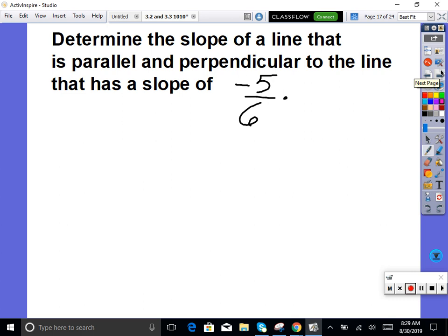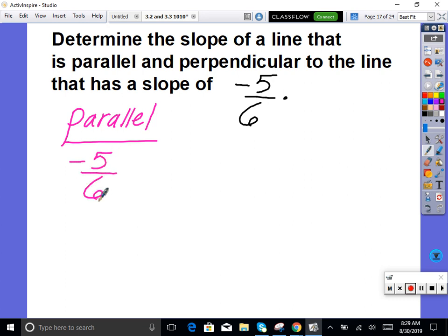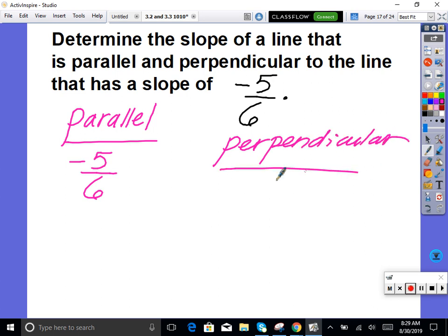Okay, so right here it says determine the slope of a line that is parallel and perpendicular to the line that has a slope of negative 5/6. So what would be the parallel slope? Negative 5/6, right, everybody? What would be the perpendicular? You said what? 6 divided by 5. Good, 6/5, right? Opposite sign, reciprocal. Pretty easy stuff, right? As long as you know what you're doing.